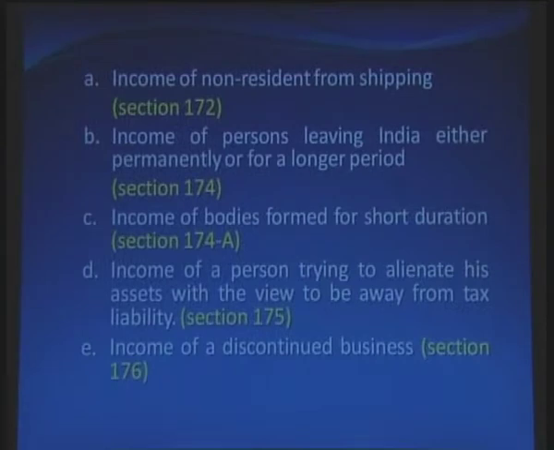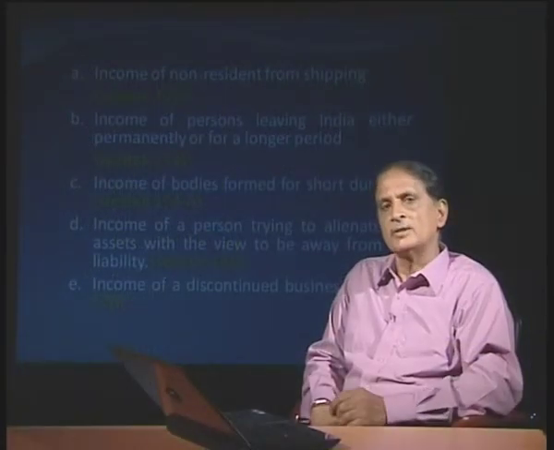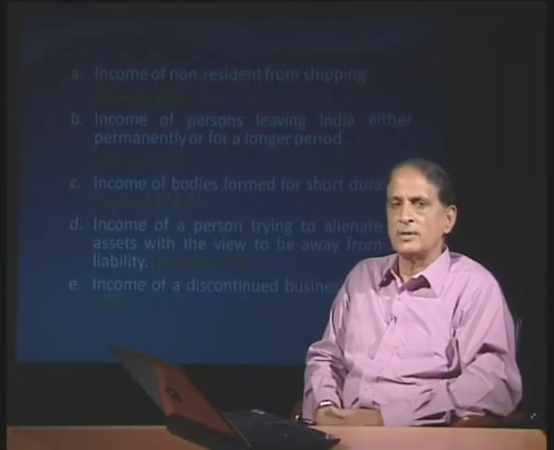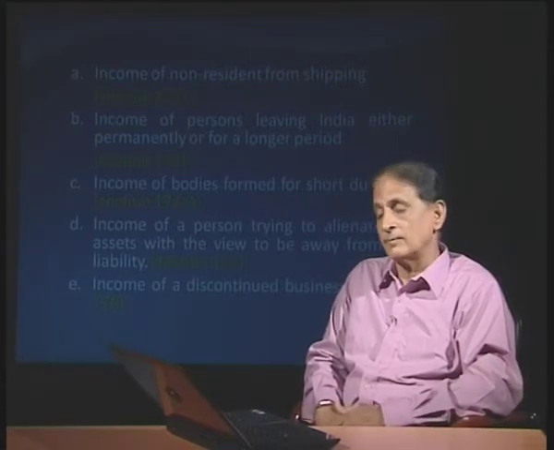And finally, income of a discontinued business. Now, this is enumerated in section 176. In this case, a business has been done by the assessee for the last so many years, but that comes to an end in the previous year. Then income so earned from that discontinued business is taxable in the same year in which the business comes to a close.